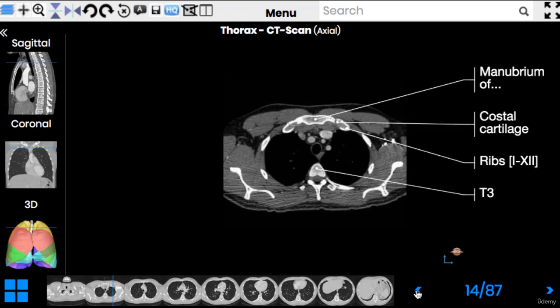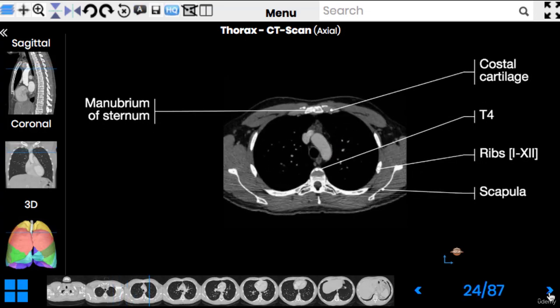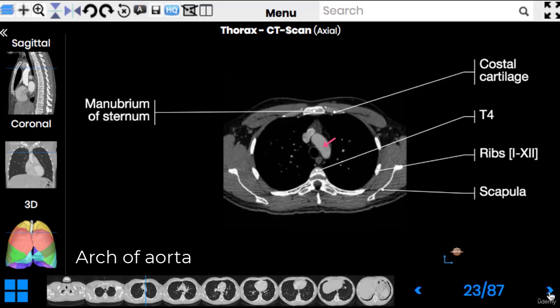The other three vessels, going back, just behind the brachiocephalic veins are our brachiocephalic trunk on the right side, the left common carotid artery, and the left subclavian artery. And you can see how they converge and continue with the arch of the aorta, which is right here. Some soft tissue appears just in front of the arch of the aorta and superior vena cava. This is the thymus.